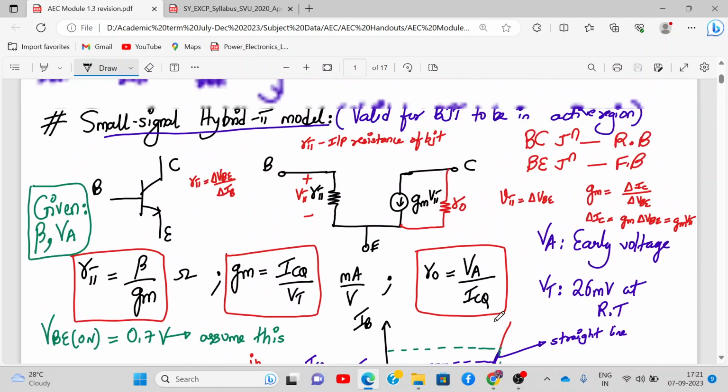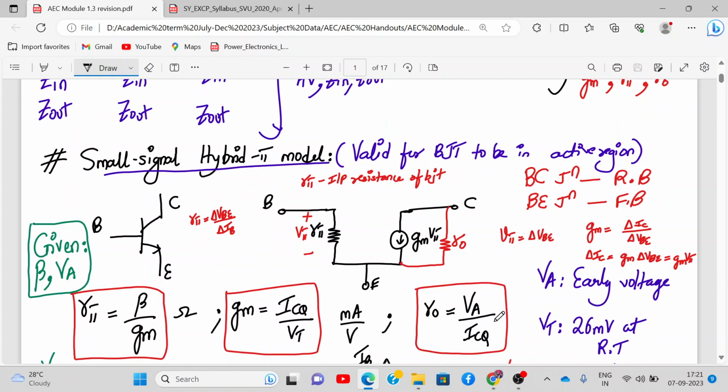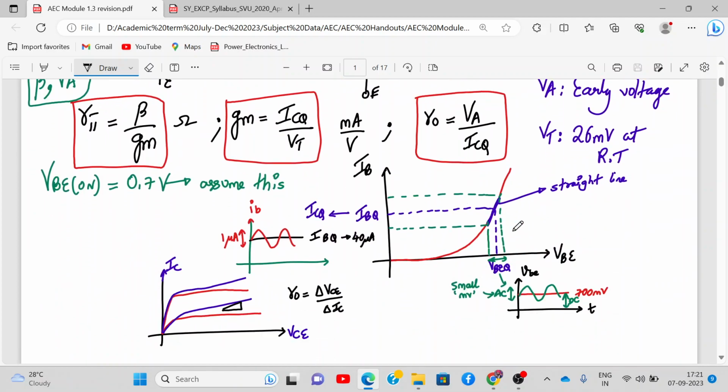So this is what the small signal hybrid pi model means. It represents small deviations in various quantities, like VB, IB, VCE. It represents only small signal time varying quantities. So what are the conditions for the amplifier? The input signal should be small. Why should the input signal be small? Because of this straight line approximation that we are doing over here.